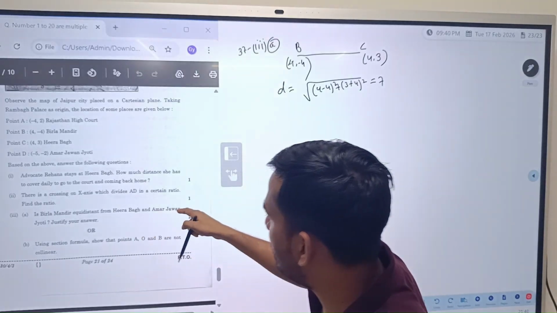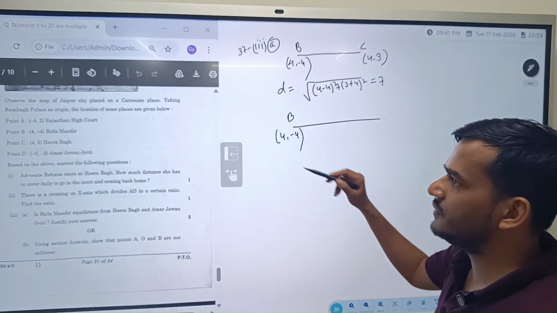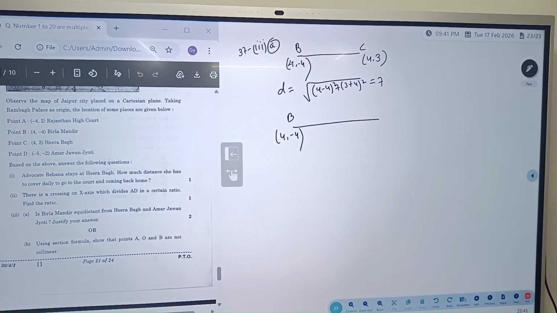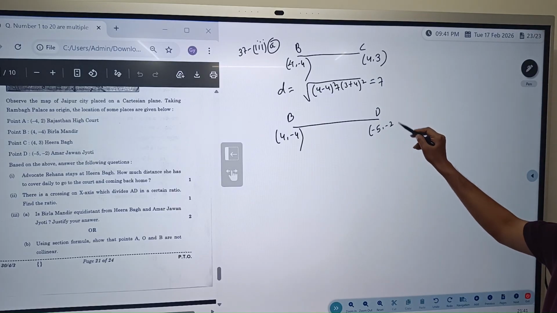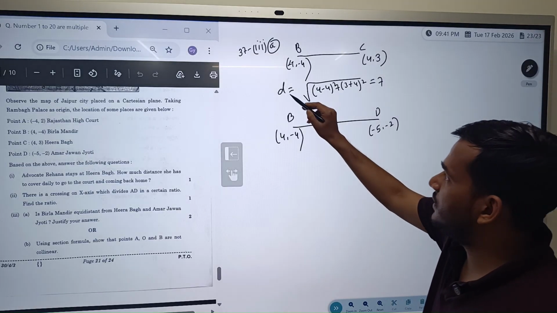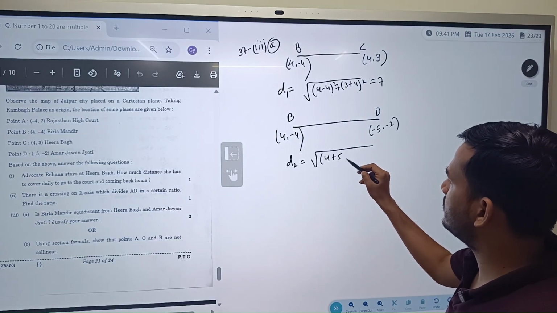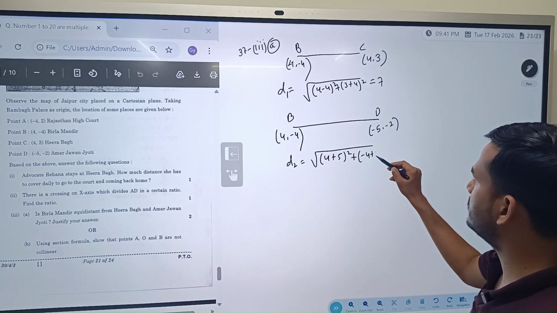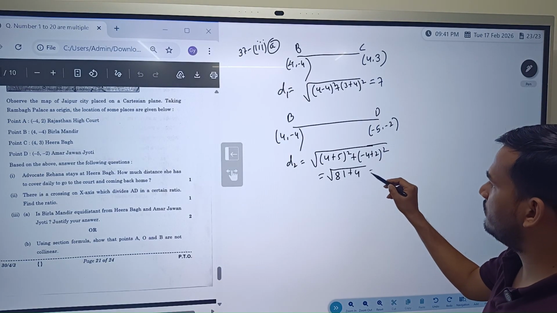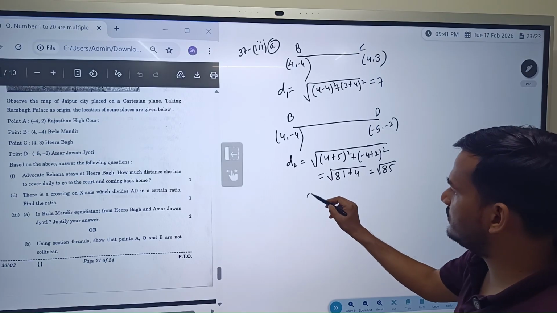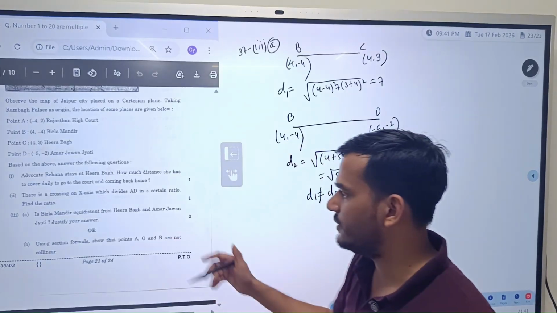And the distance between Birla Mandir and Amar Jawan. Birla Mandir is again 4 comma minus 4 and Amar Jawan Jyoti is point D, that is minus 5 comma minus 2. Let's say this is D1. So D2 is 4 plus 5 square plus minus 4 plus 2 square. That is 9 square, 81 plus 4, 85. D1 is not equal to D2. So the distances are not equal for this part.